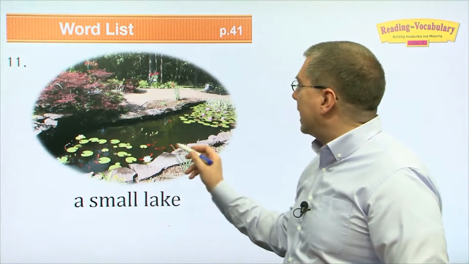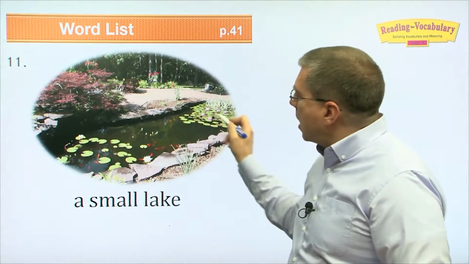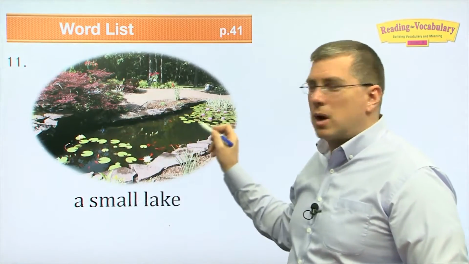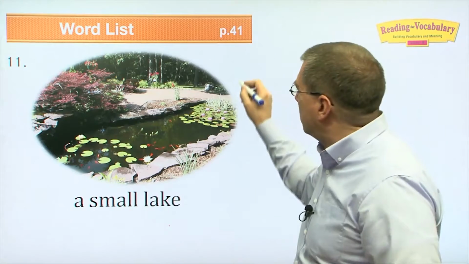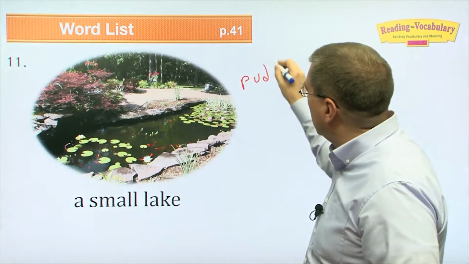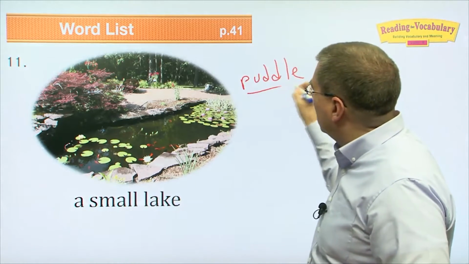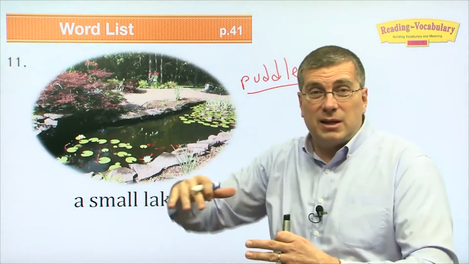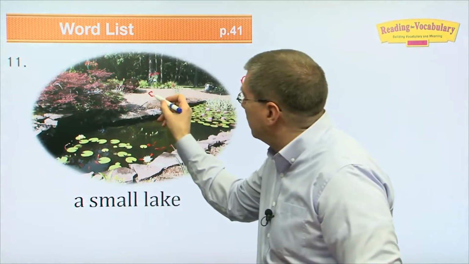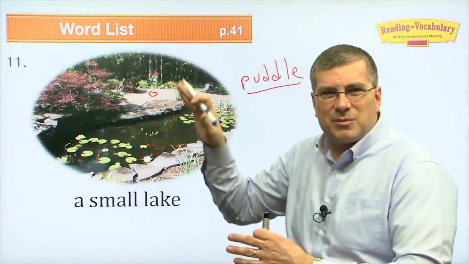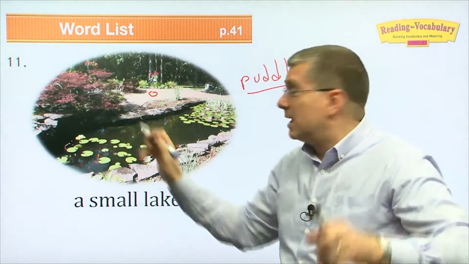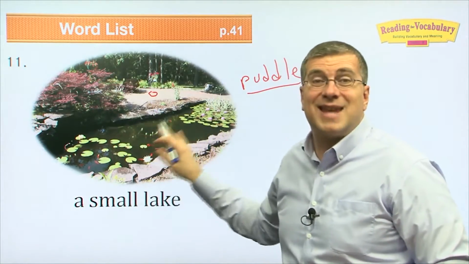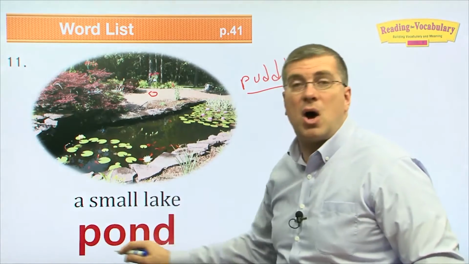A small lake. Small body of water. A small area of water. Not a puddle. This is larger than a puddle. A puddle is very small. After it rains, you have maybe a little puddle of water here, but then the sun comes out and the puddle goes away. This doesn't go away. This stays here. We call it a pond.